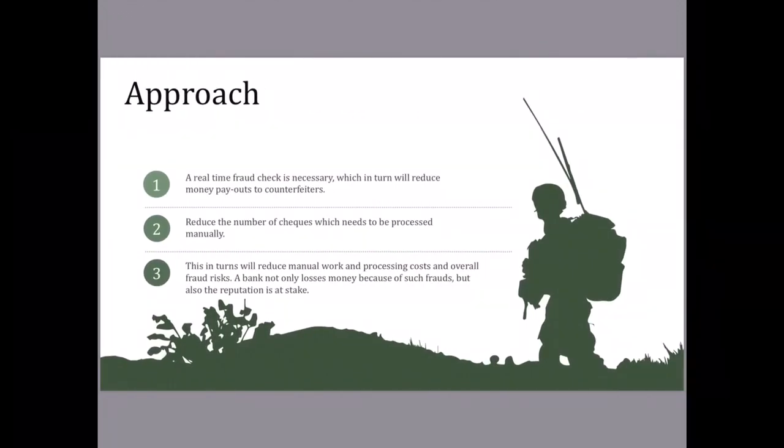So what should be the approach to solve such problems? A real-time fraud check is necessary, which in turn will reduce money payouts to the counterfeiters. It will reduce the number of checks which need to be processed manually. And this in turn will reduce the manual work and also the overall processing costs and the fraud risks. A bank not only loses money because of such frauds, but also its reputation is at stake. For a bank which gets hit by these frauds, people will lose their trust in that bank.